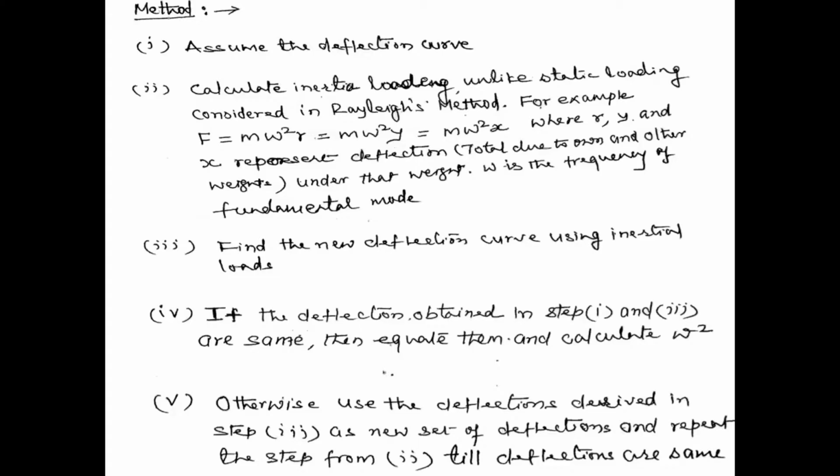So let us come directly to the step-by-step method. If we want to calculate the fundamental frequency using STODOLA'S method, the first thing we need to do is assume the deflection curve. That means we have to start the problem by assuming the deflection under different masses. I can explain this through this example using the whiteboard.